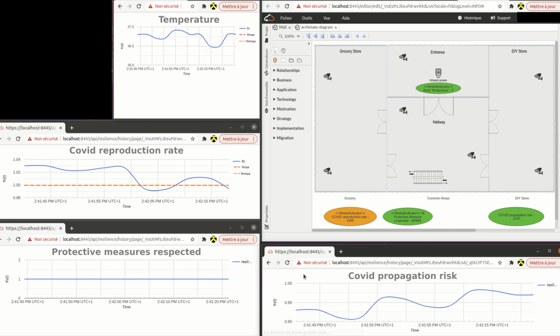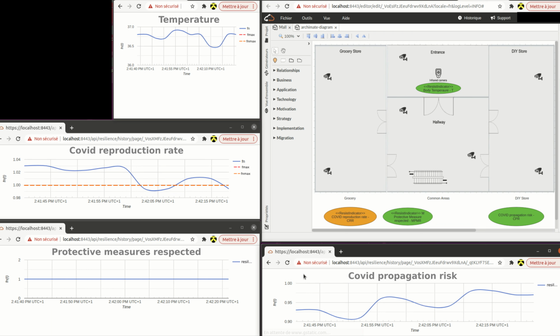Then, regarding the indicators protective measures respected, MPMR, and COVID propagation rate, CPR, the charts represent the resilience of the infrastructure in the context of these two indicators. That is, how well the infrastructure withstands non-compliance with protective measures and how well it continues to function in the face of COVID propagation. For these two indicators, these resilience rates are displayed directly, charts at bottom left and right, because the indicators are the result of aggregations of other indicators.